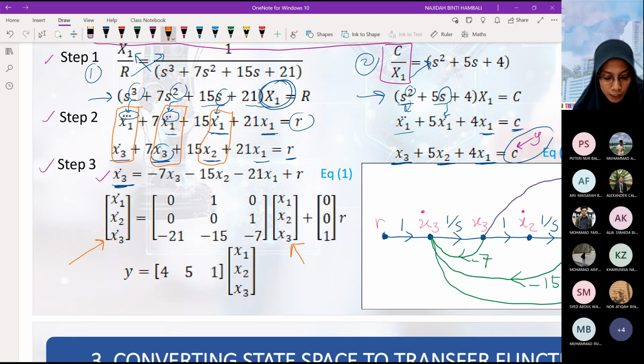So again, for column number 1, x1, column number 2, x2, column number 3, x3. For matrix C, it is the same, x1, x2, x3. So this is your input. Now for the third row, we fill up negative 21 for x1, negative 15 for x2, negative 7 for x3, and for input R, the coefficient is 1.